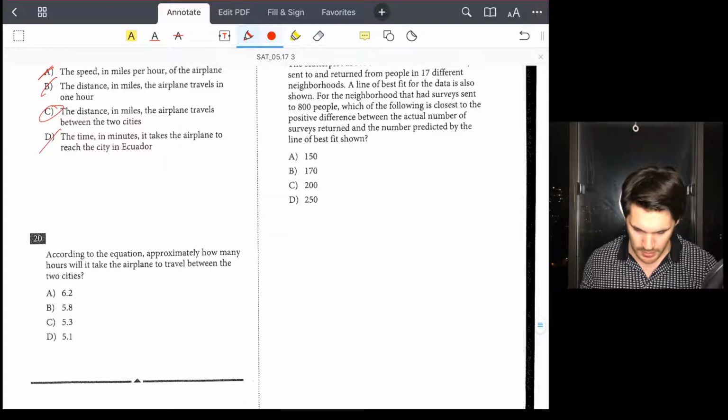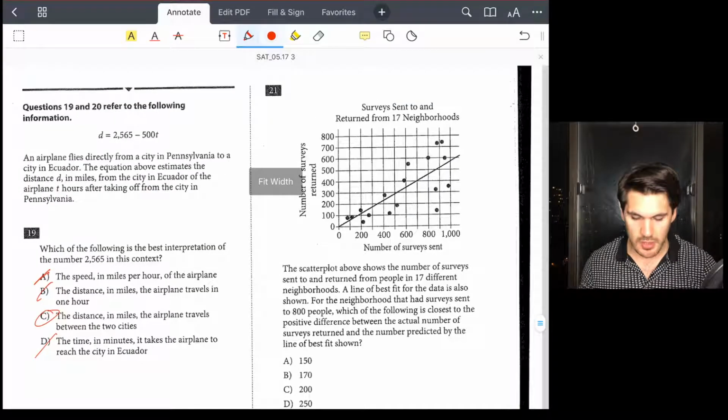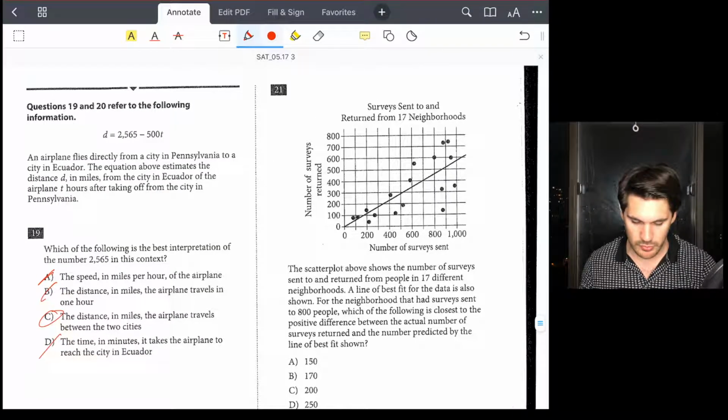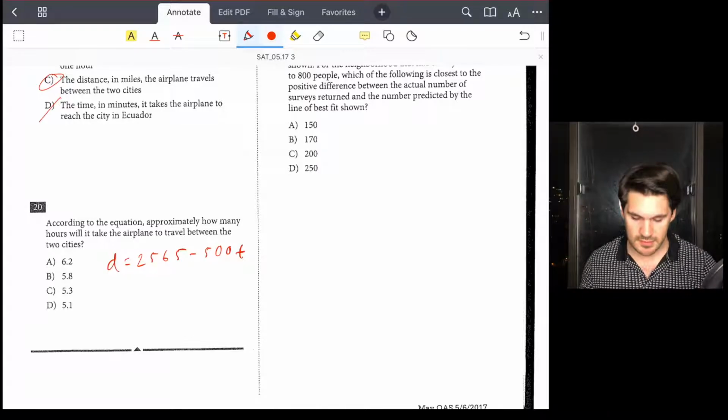Number 20. According to the equation, approximately how many hours will it take the plane to travel between the two cities? Just take our equation and let's do our thing. D equals 2565 minus 500t, right? D equals 2565 minus 500t. So the distance when it travels is going to become 0.